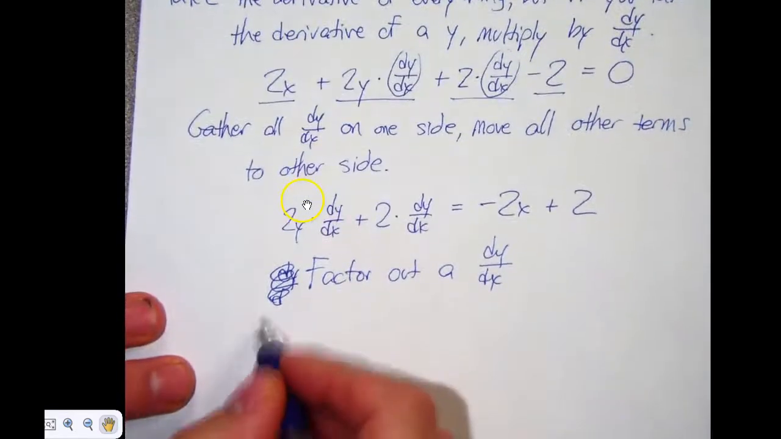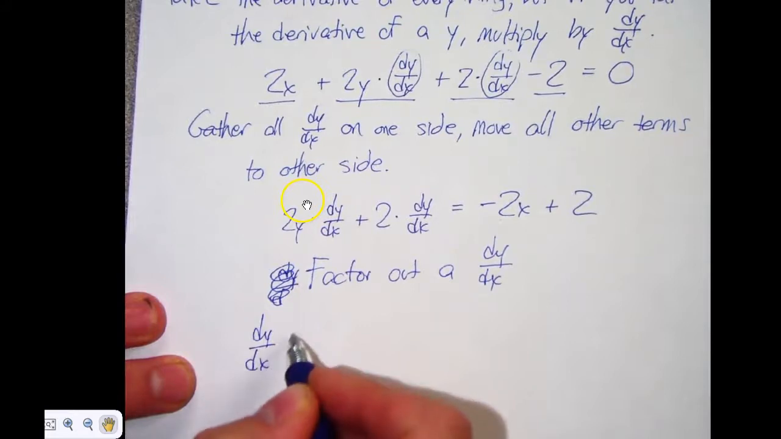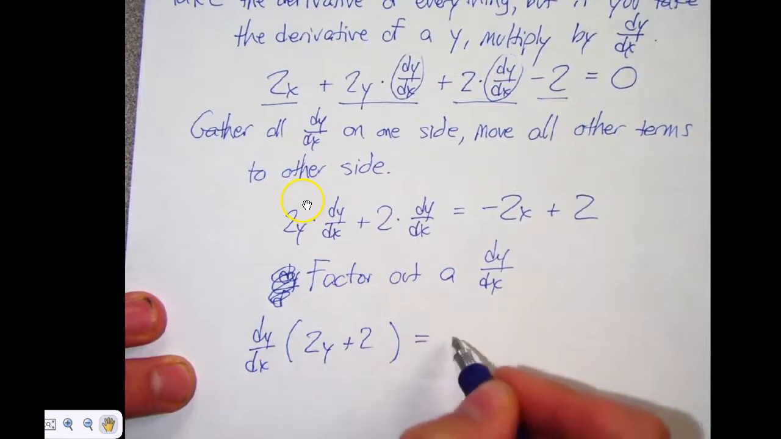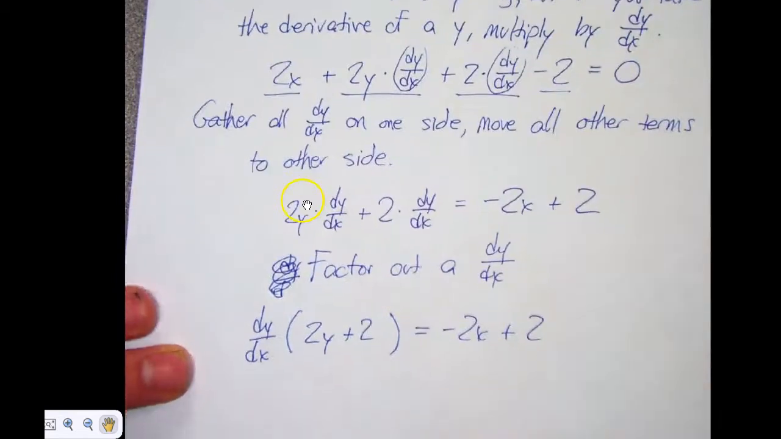So if I take a dy dx out, what's left on the inside there? 2y plus 2. And the other side is still just negative 2x plus 2.